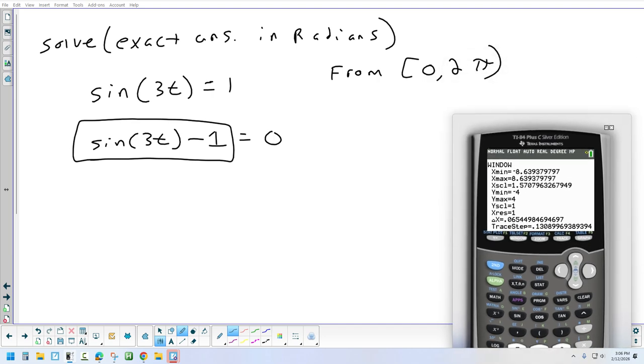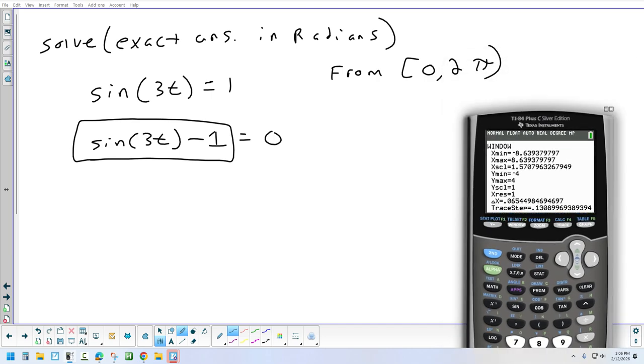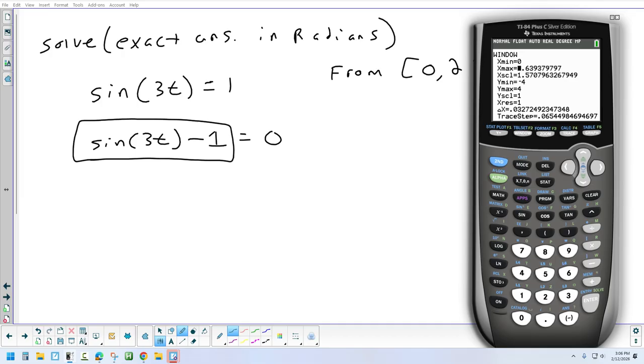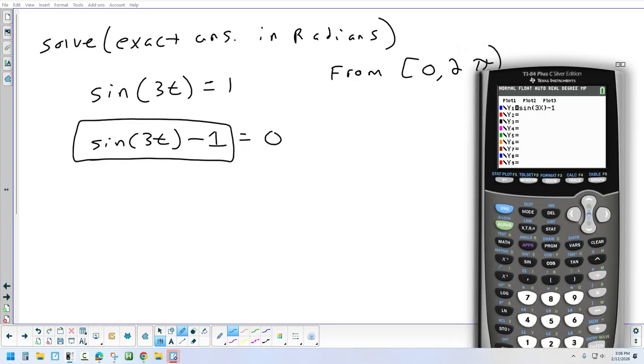What should I set for a window? Because they gave me the window in radians, and I need degrees right now. Yep, 0 to 360. So let's do 0 to 360. We're in degrees. Check what you typed in. And remember, we're looking for where it crosses the x-axis.